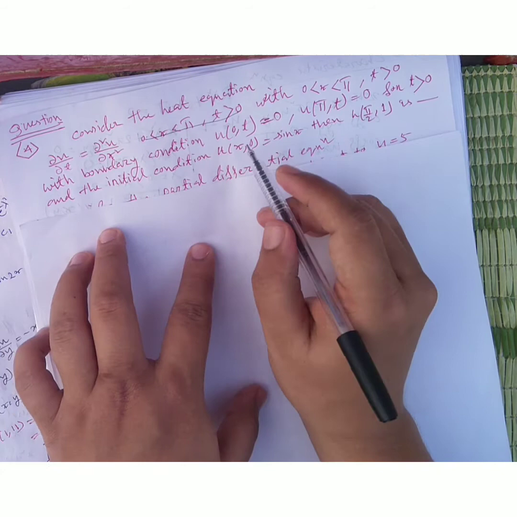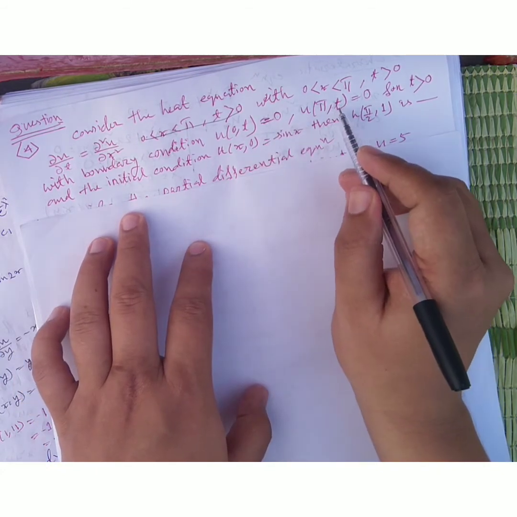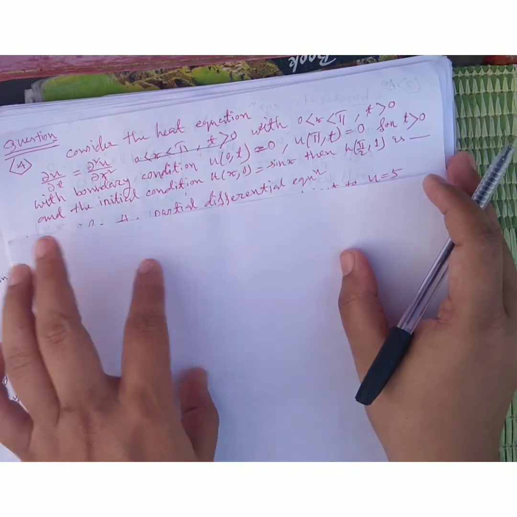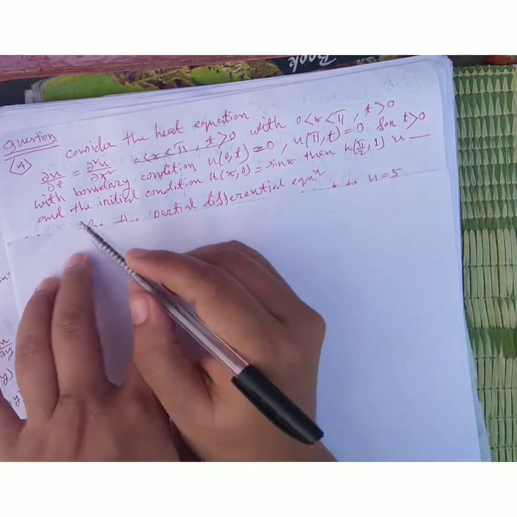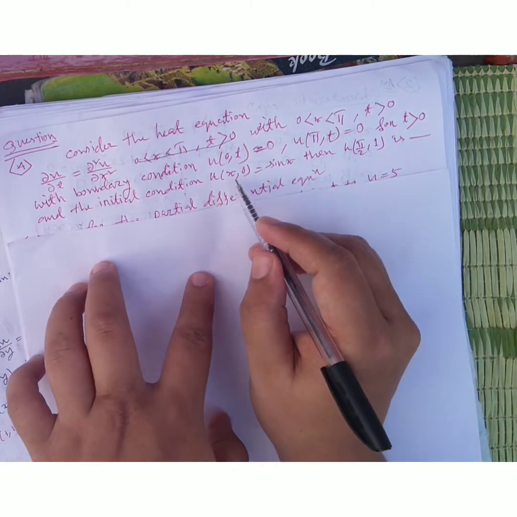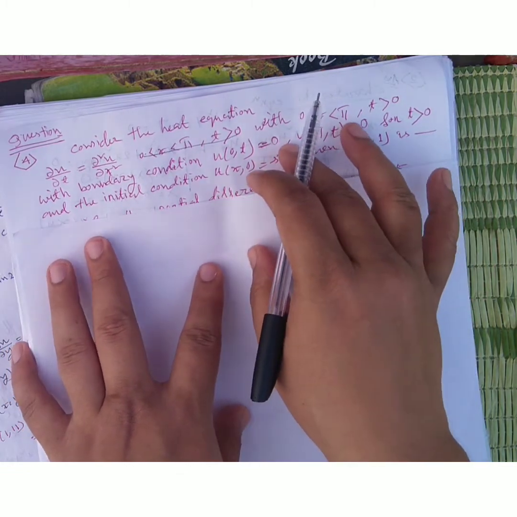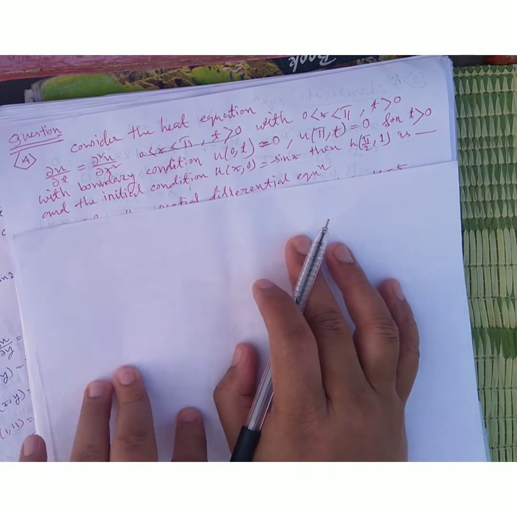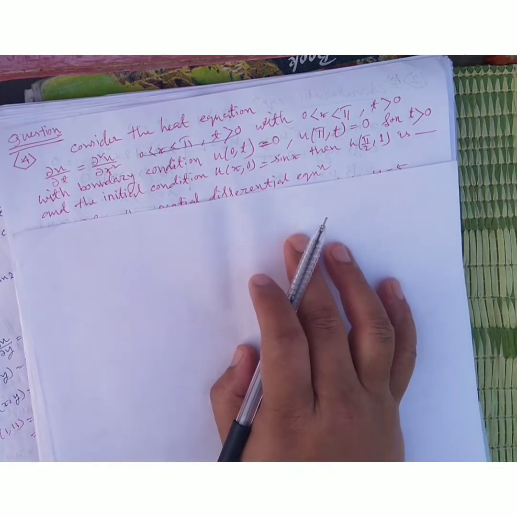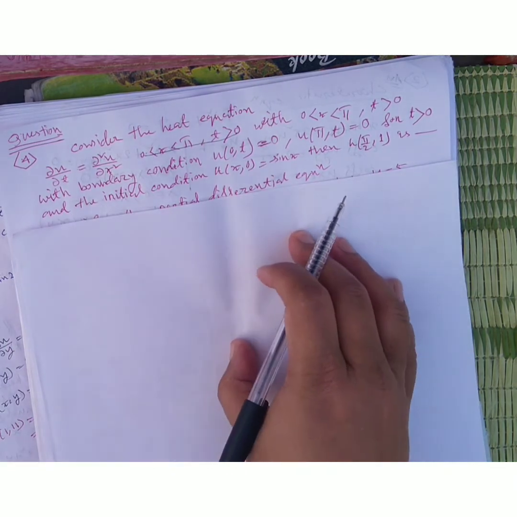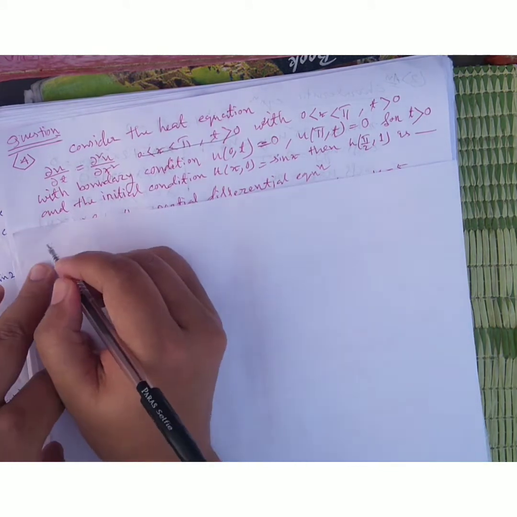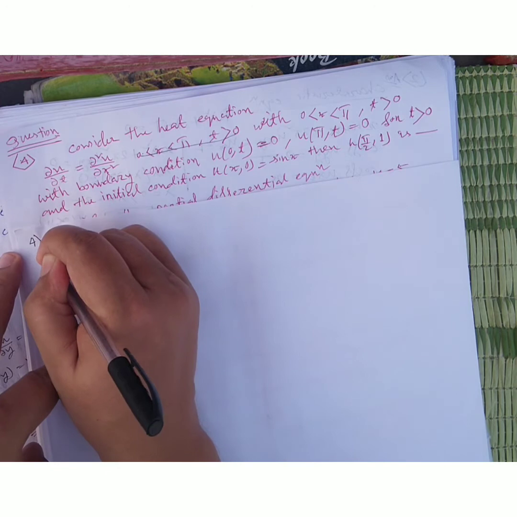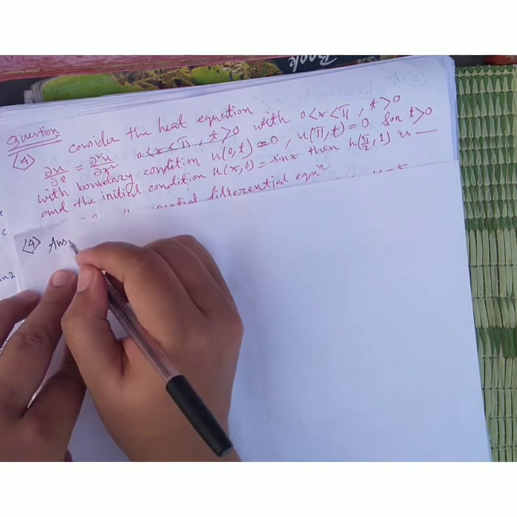with boundary conditions u(0,t) equals 0 and u(pi,t) equals 0 for t greater than 0, and initial condition u(x,0) equals sin x. What is u(pi by 2, 1)? So friends, when the heat equation is given, you must remember this equation. I am solving question number 4, because I have already done 3 questions.